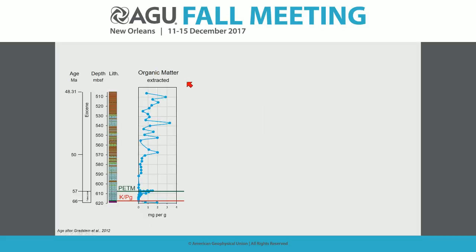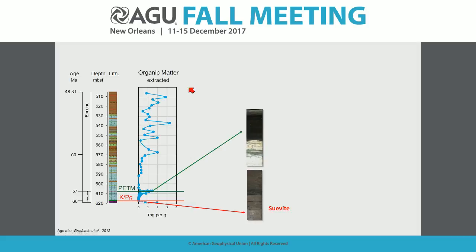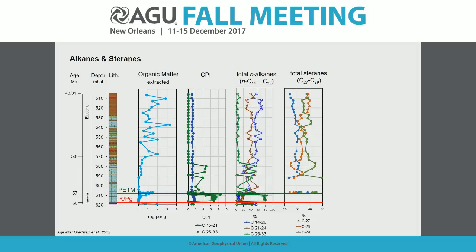So just to show you that organic matter was extracted, the TOC varies from about 0.5 to 4% through the section. The suevite sample is here, which I'll refer to. Then we have samples associated with the PETM, and then samples like this from the Cenozoic above the PETM. So these are just representative samples, which I'll show. So basically, the alkanes and steranes.